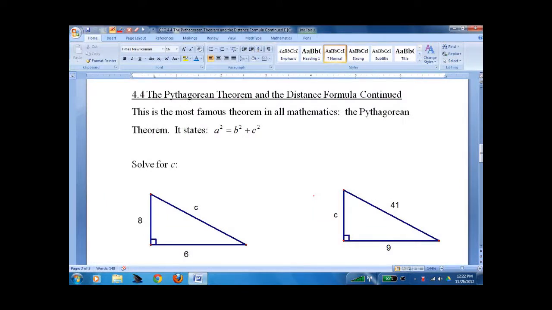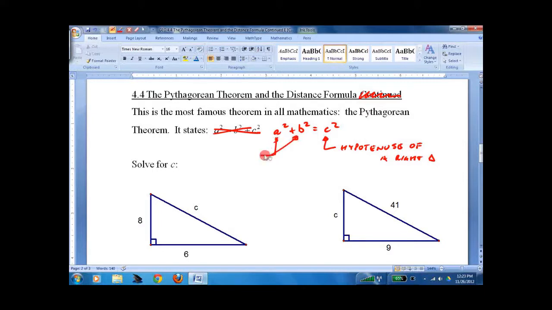Lesson 4.4, the Pythagorean Theorem and the distance formula. I have continued up here, but you can ignore that. This is the most famous theorem in all mathematics. It's the Pythagorean Theorem. It states that a squared plus b squared equals c squared, where c is the hypotenuse of a right triangle. And a and b are the legs of a right triangle.